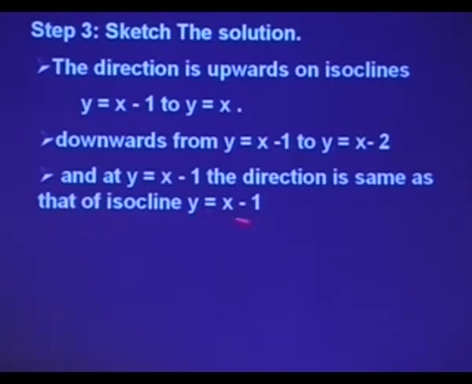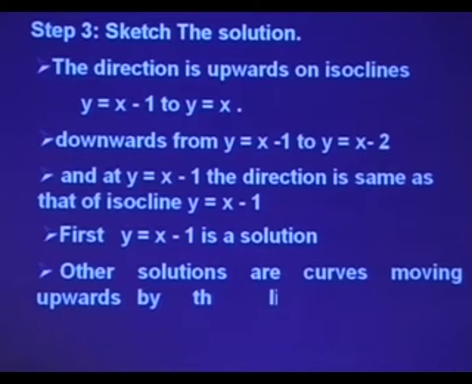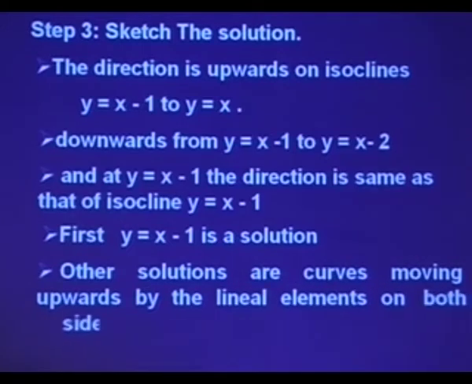So, first let us see this example, which says it is the same as y is equal to x minus 1. What does it say? One thing it gives is that this should be a solution. Second, since it is moving downwards from x minus 1 to x minus 2, my solution curve should be moving downwards from this line, and it is upwards from this line to this, so the solution curve should be moving upwards. So the other solution curves move upwards or downwards on both sides of y is equal to x minus 1, like that.